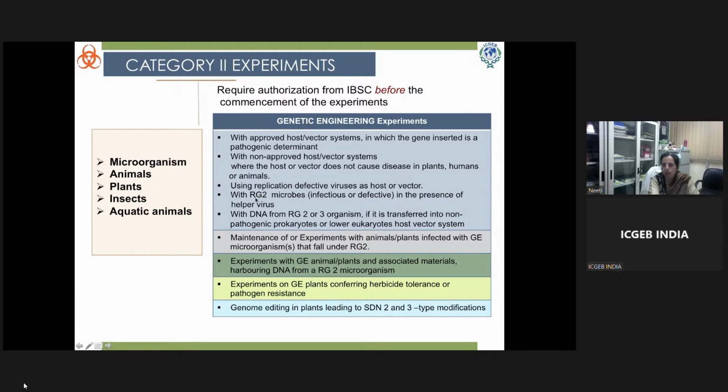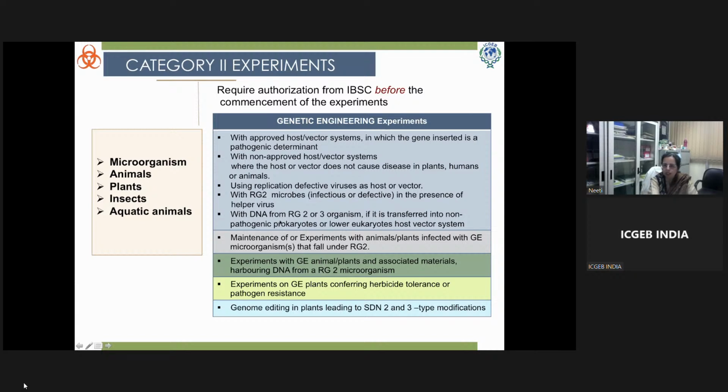All, as already mentioned, all risk-2 microbes, whether they are infectious, defective, or even heat-killed, when being used in the presence of viruses, come under BSL-2 containment. When the whole genomic DNA from any of the risk group 2 or 3 organisms is being used either to transfer to the non-pathogenic prokaryotes or to lower eukaryotes, or even single genes which may be pathogenic, they get classified under group 3.